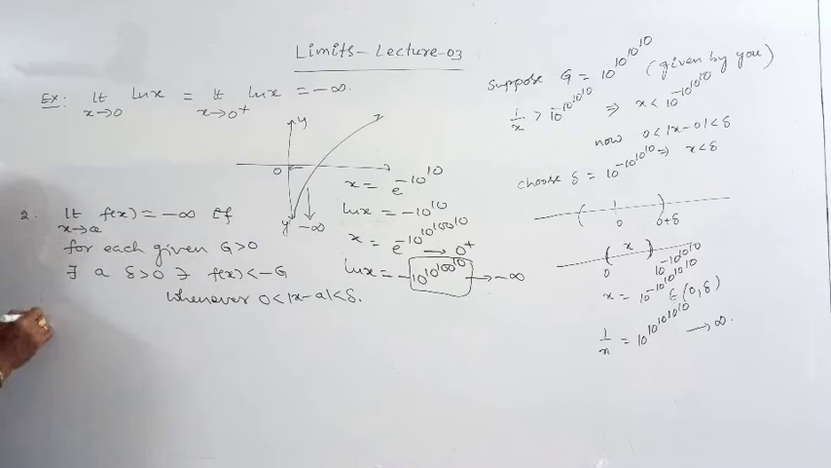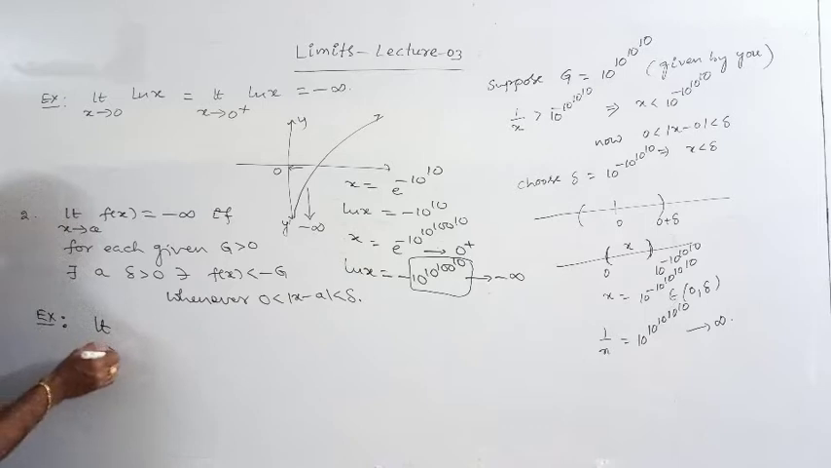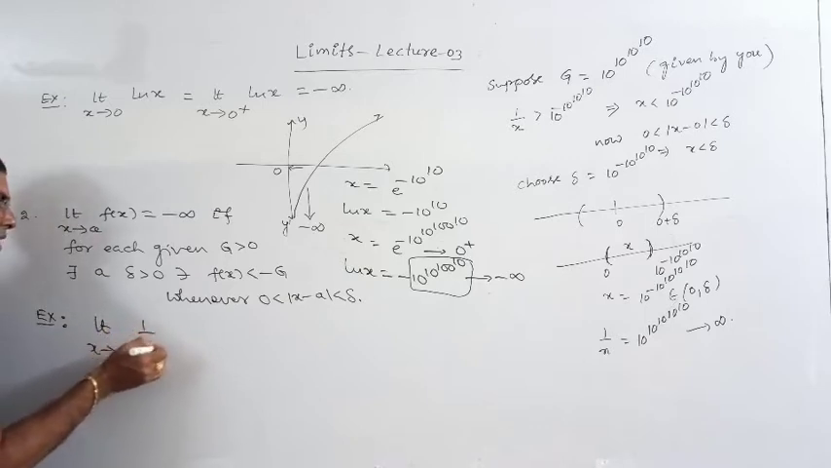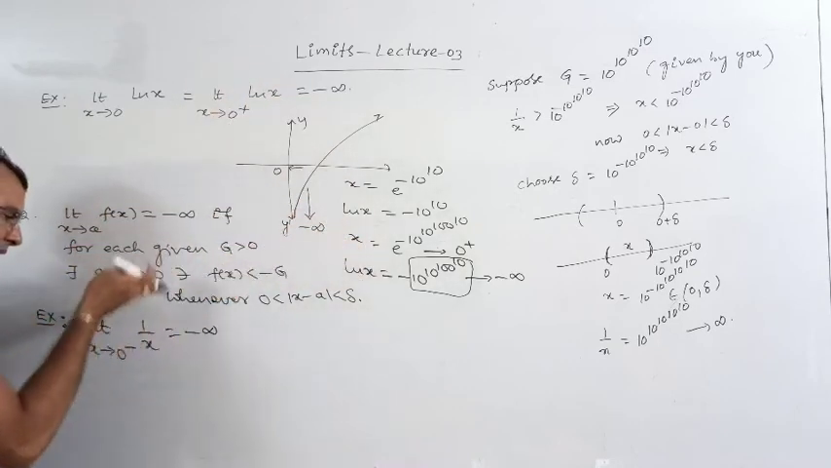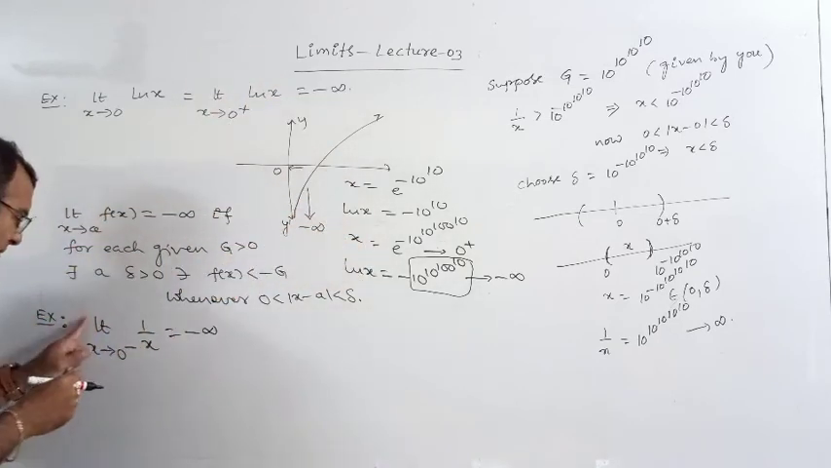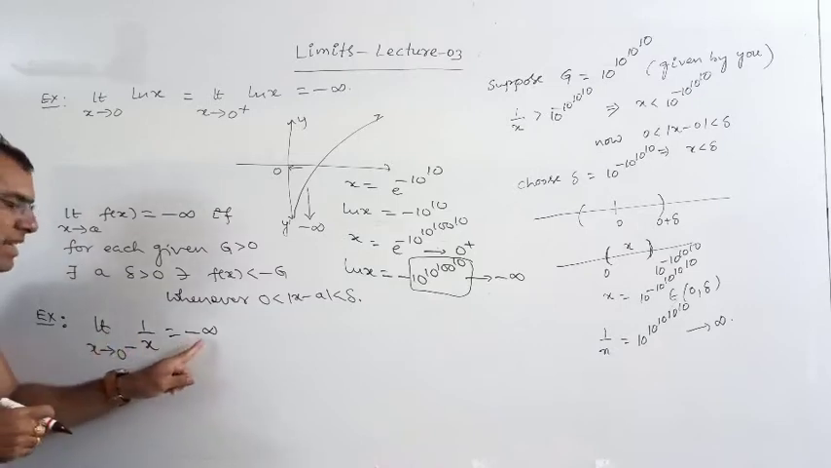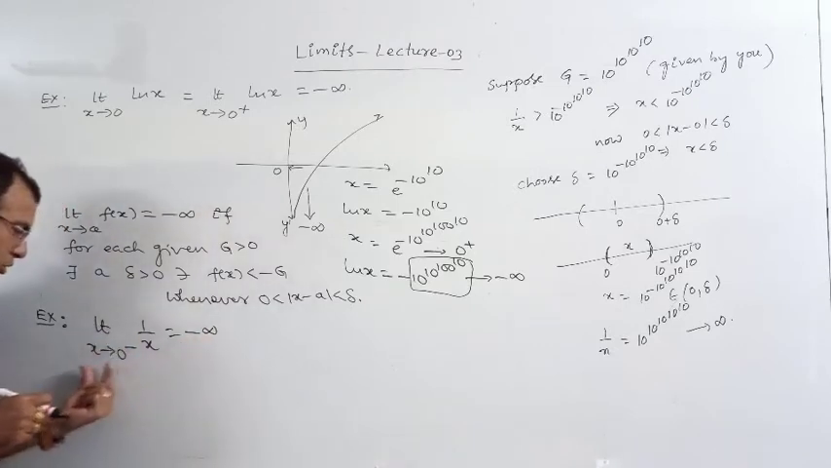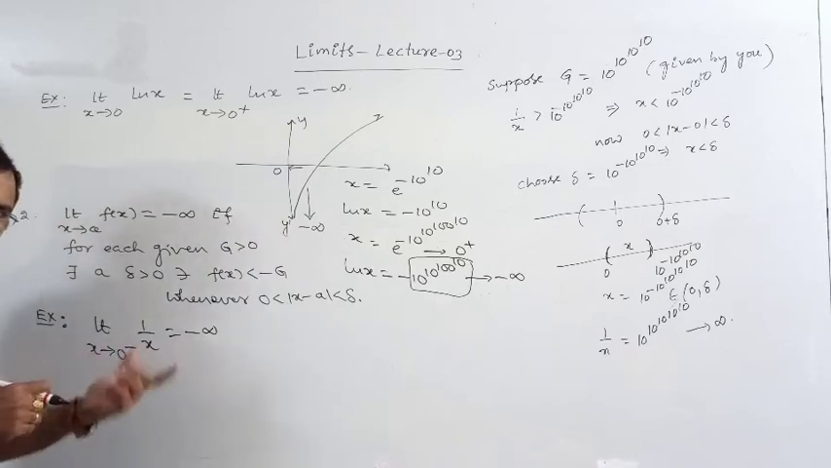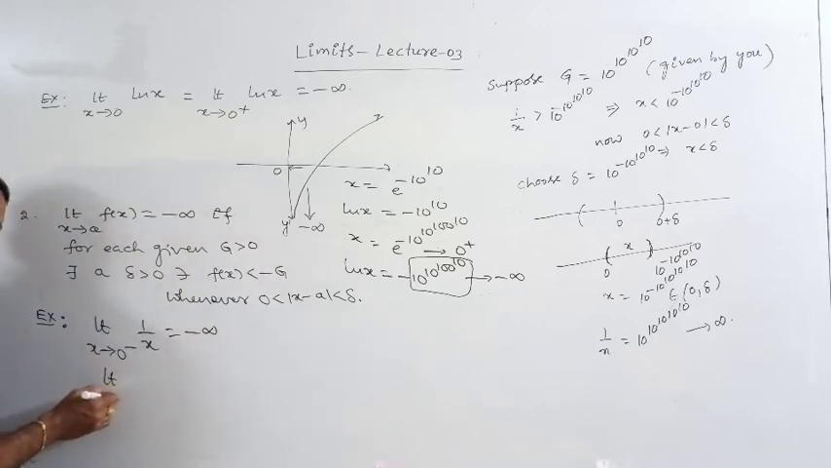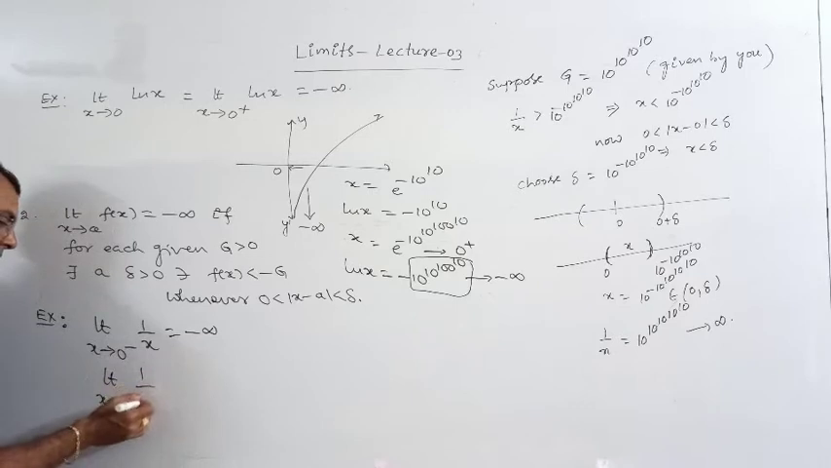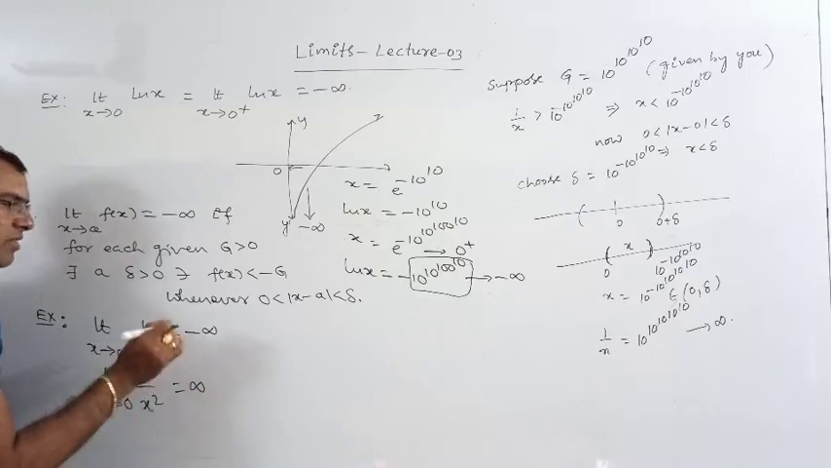For this, an example is very simple. Limit x tends to 0 minus, 1 by x tends to minus infinity. Same case, you can explain the same way. Limit x tends to 0 minus 1 by x tends to minus infinity means you take the values to the left side of 0. You will get negative of infinity. Similarly, limit x tends to 0, I can write 1 by x squared, you will get infinity.